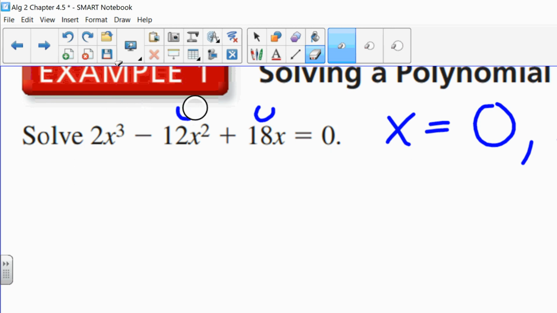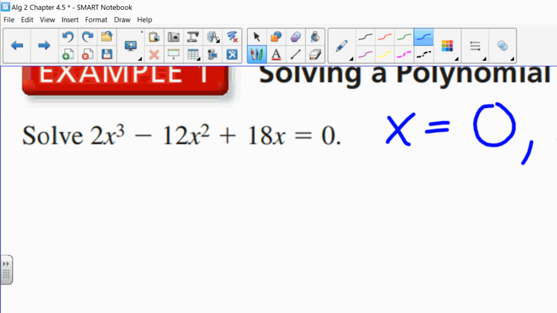All right. So we got 0 and 3 as the two solutions, yes? Now for this here, the degree will be the same as the number of solutions. Well, what's the degree of this function? How many solutions should we have? So are we missing one? Yes.